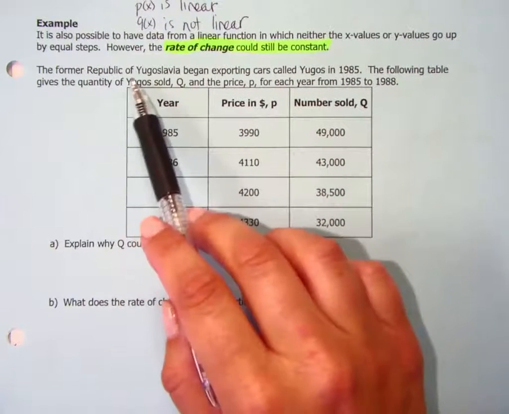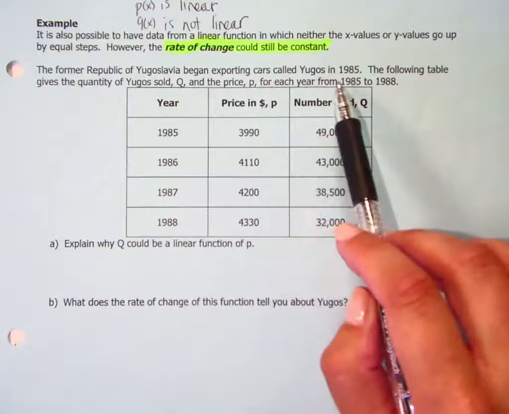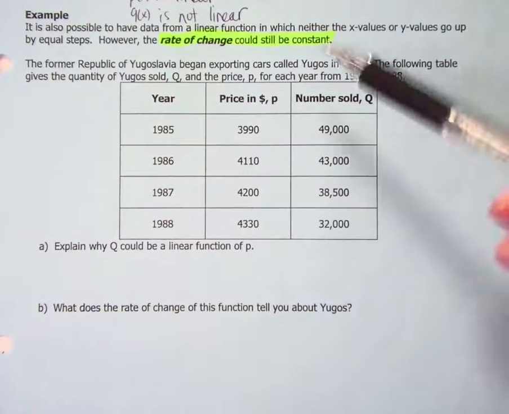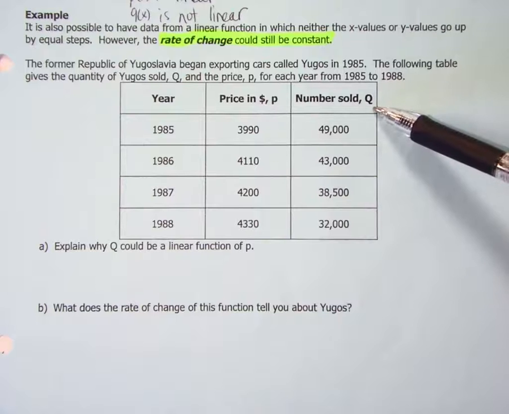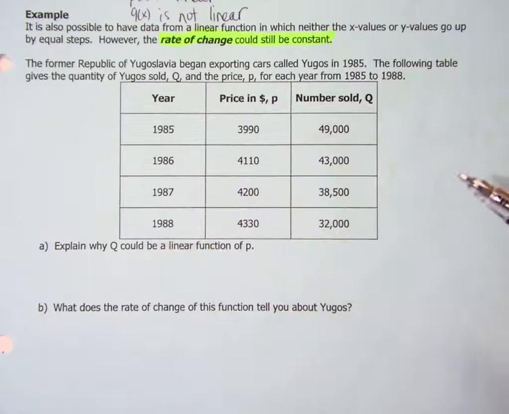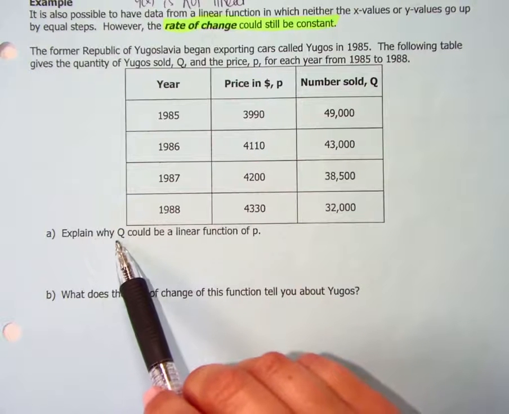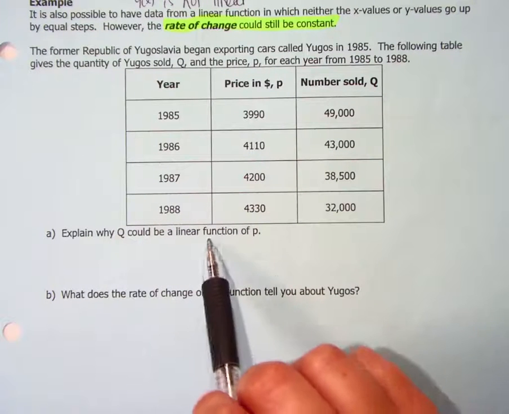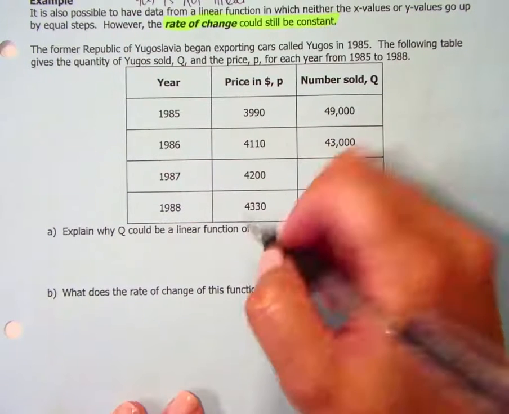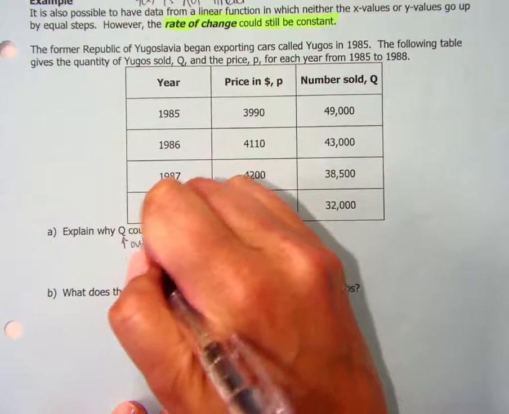So the former Republic of Yugoslavia began exporting cars called Yugos in 1985. Our table gives the quantity of the cars and the price from 1985 to 1988. All right, so example A says explain why Q could be a linear function of P. So P is our input. Let's make sure we understand that. This is our input. Q is our output.